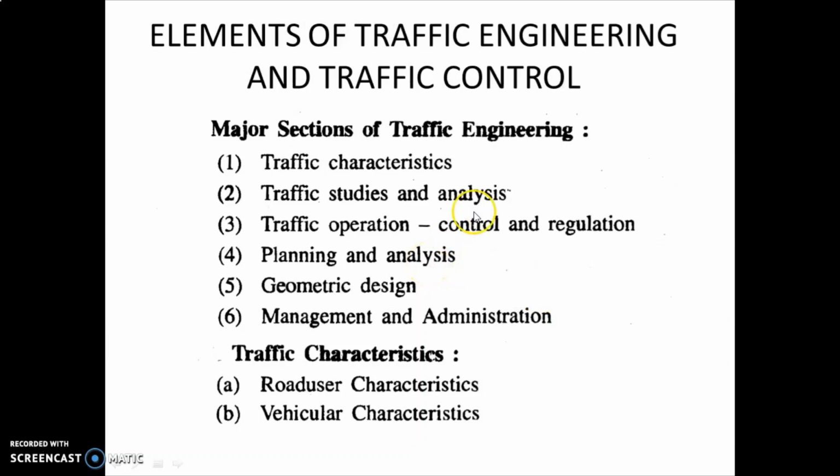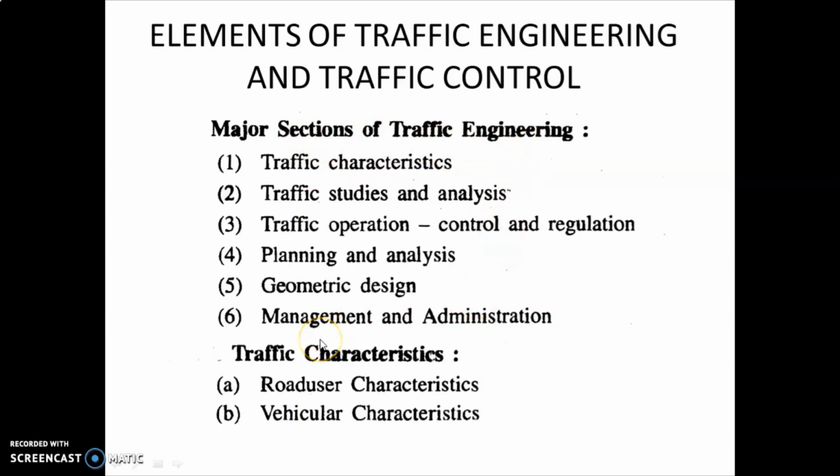Now the major sections of traffic engineering. There are six major sections. Traffic characteristics is one of the sections. Then the different types of traffic studies and their analysis. Then traffic operation, in that the control and regulation. Then fourth one, planning and analysis. Then fifth one, geometric design. Then sixth one, management and administration. Okay, so these are what we generally categorize as the major sections of traffic engineering.